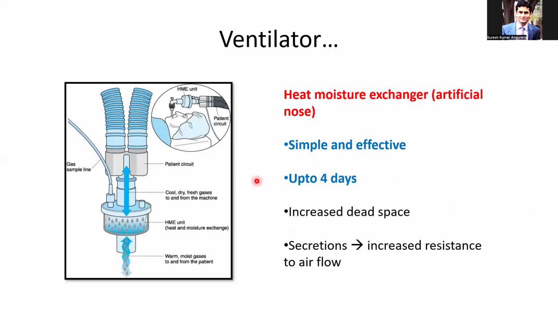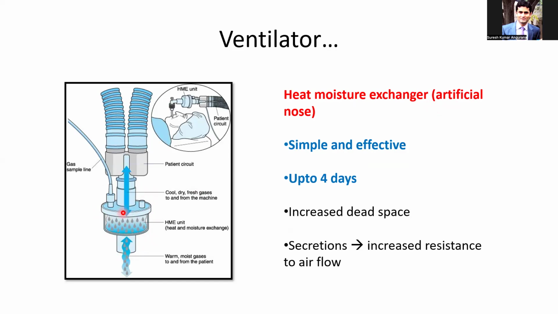As we know, humidification is a very important component of ventilator, but if the humidifier is not available or not working, then we can even use a heat moisture exchanger, known as HME. It is known as artificial nose. It is a very simple and effective tool to use, and we can use an HME for 4 days if there is no obstruction. But in small children, it may contribute to dead space if we are using a very large HME for an infant or a neonate. And if there are plenty of secretions, then those secretions can pile up in the HME and can increase resistance to airflow.